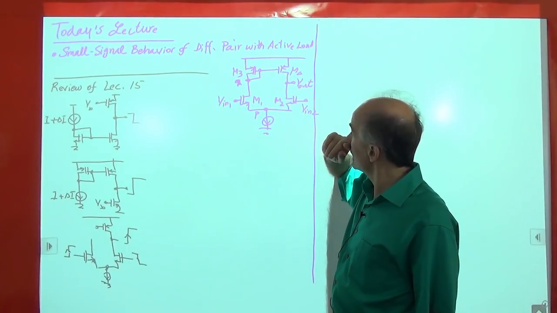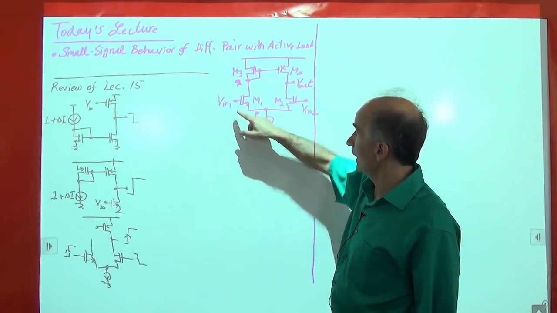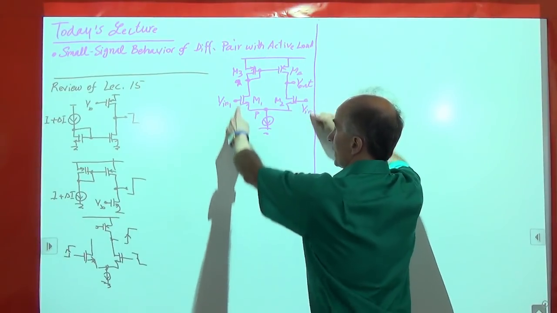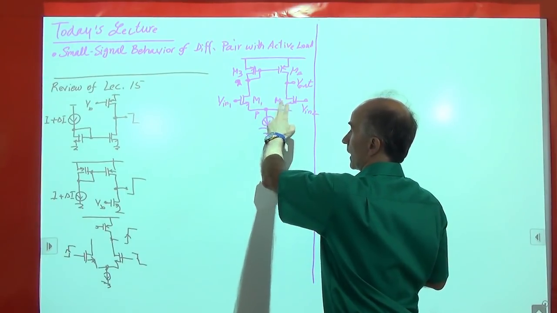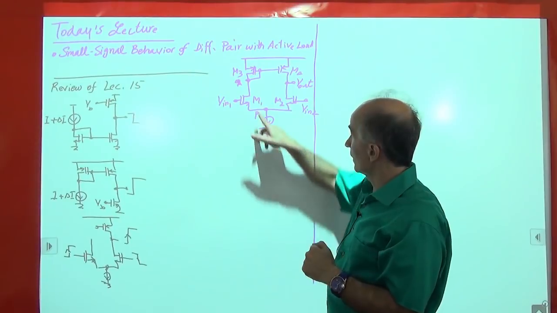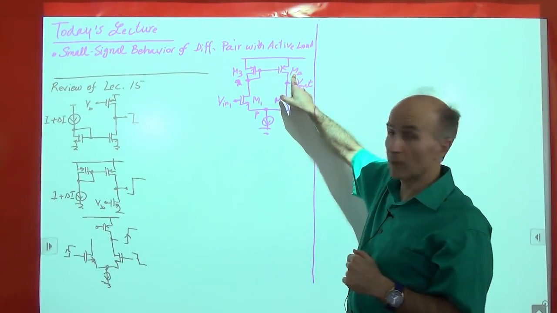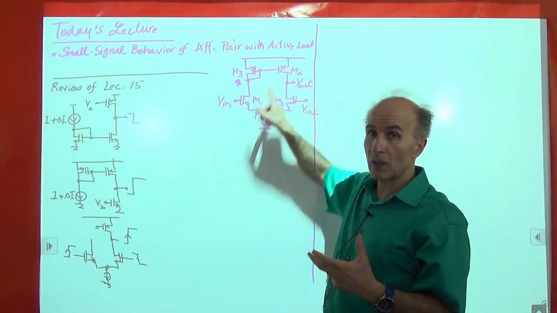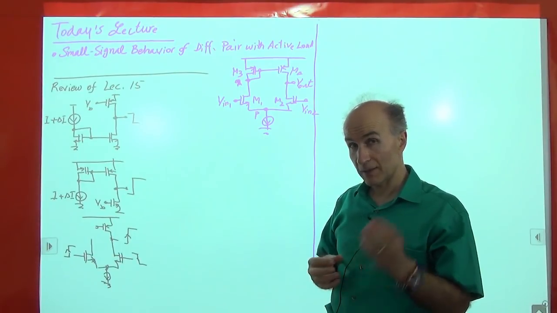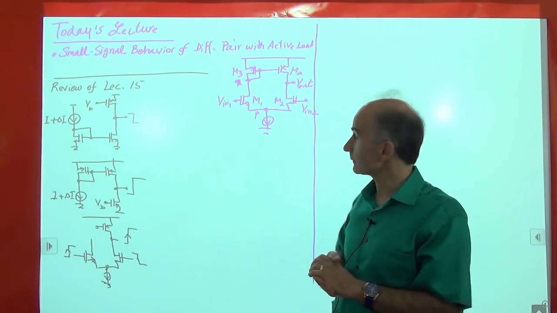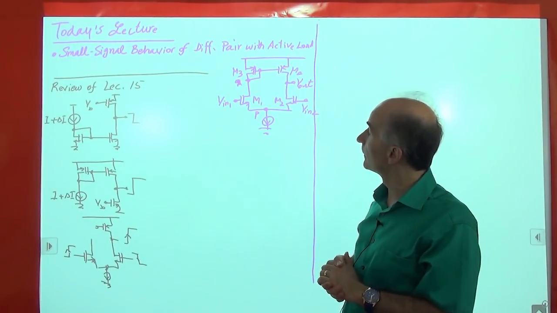And what we see is that the reason this is called an active load is that if Vin1 and Vin2 change with time, we have a differential signal, then the currents of M1 and M2 change with time. If the current of M1 changes, so does the current of M3, so does the current of M4. So M3 and M4 are not passive current mirrors. They are active current mirrors because some signal passes through them. And that's the reason for the terminology active load.